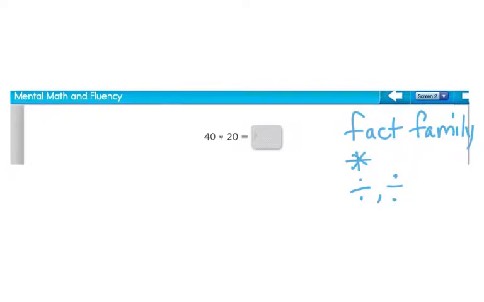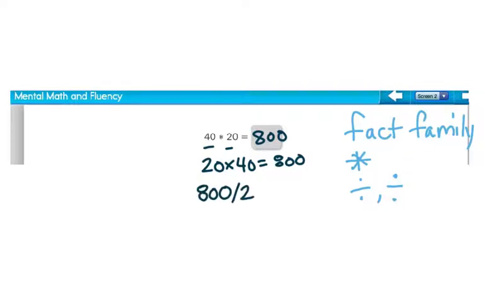So for this one, 4 times 2 is 8 with 2 zeros behind it. So then I would also say that 20 times 40 equals 800. Doesn't matter which number you multiply first, you still get the same product or the same answer. Then I can take 800 divided by 20 to get 40, and 800 divided by 40 gives me 20.